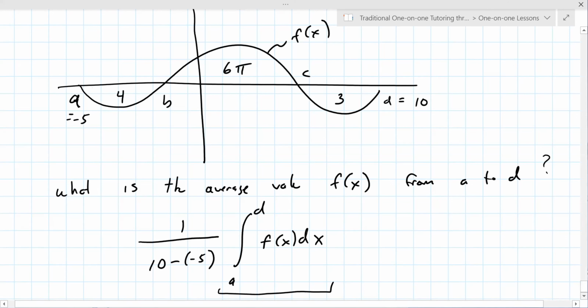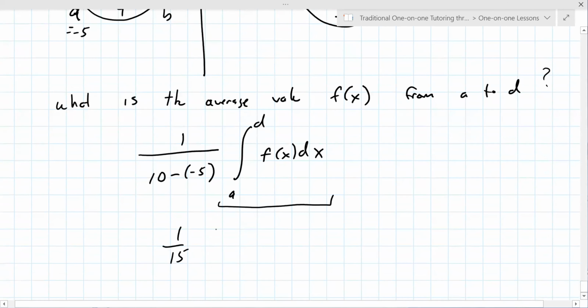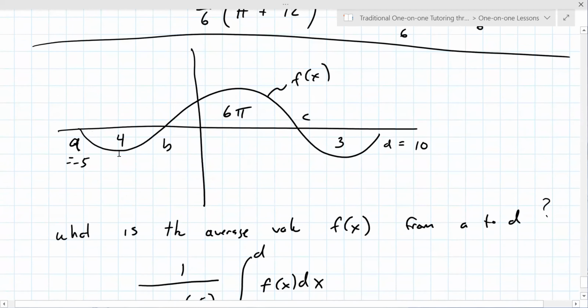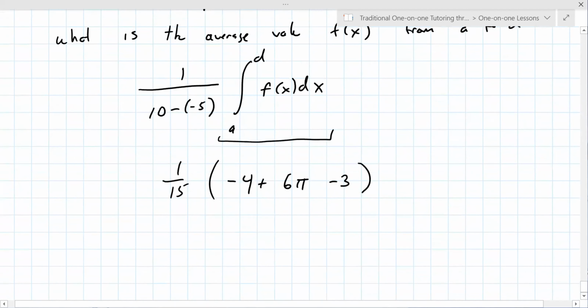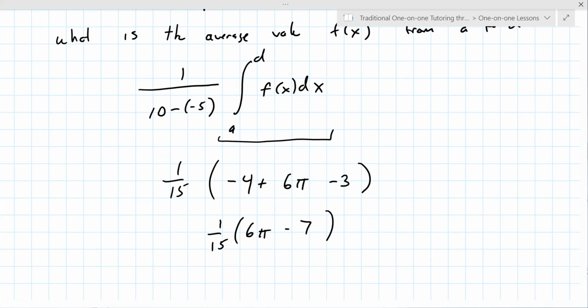So do you just add them all up, like 4? Well, this area is negative because it's below the x-axis. Oh, okay. So you do -4. -4 plus 6 pi minus 3. So then that's -7 plus 6 pi, times 1/15. Yes. It's up to you if you want to simplify. Okay.